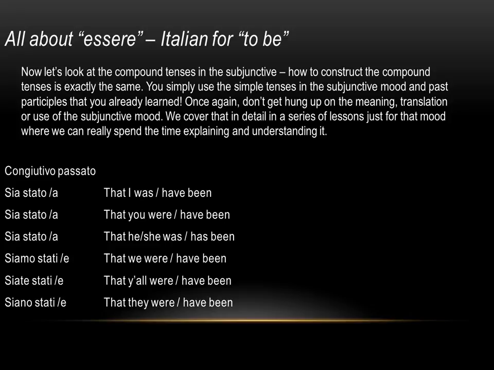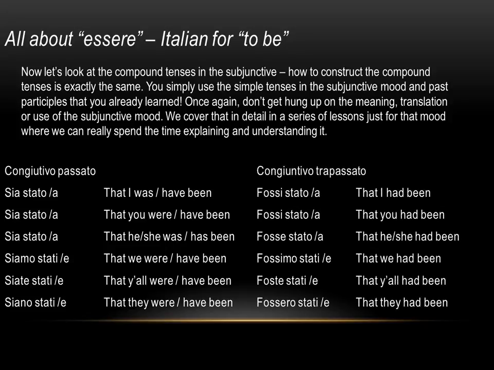Congiuntivo passato: sia stato, that I was, have been. Sia stato, that you were, have been. Sia stato, that he, she was, has been. Siamo stati, that we were, have been. Siate stati, that y'all were, have been. Siano stati, that they were, have been. And then the congiuntivo trapassato: fossi stato, that I had been. Fossi stato, that you had been. Fosse stato, that she had been. Fossimo stati, that we had been. Foste stati, that y'all had been. And fossero stati, that they had been.